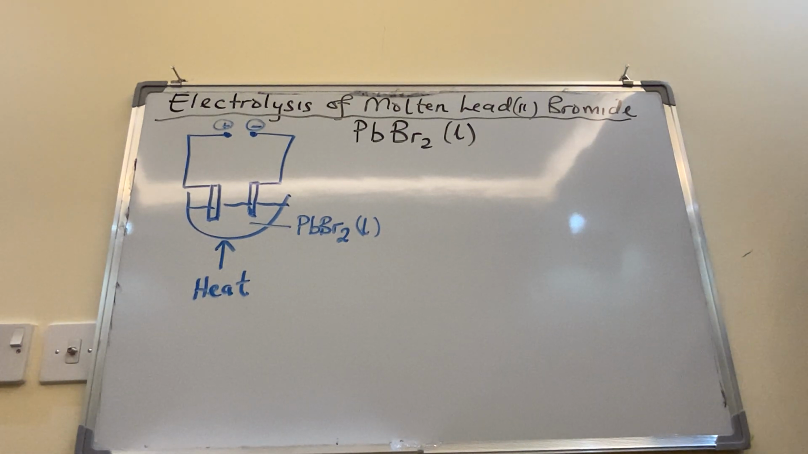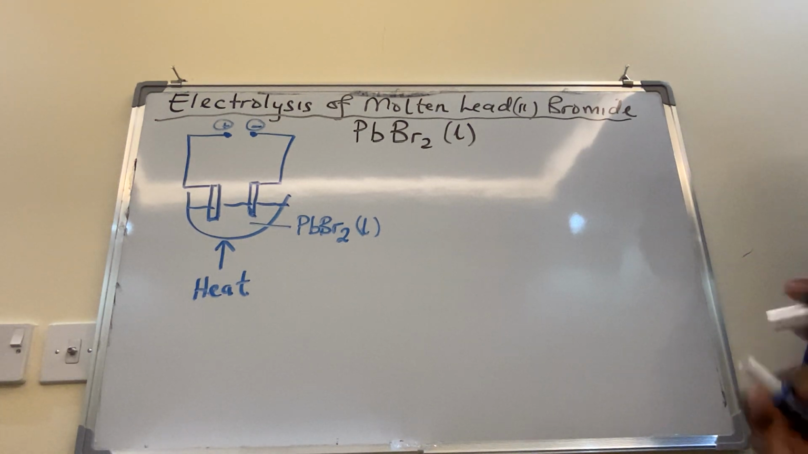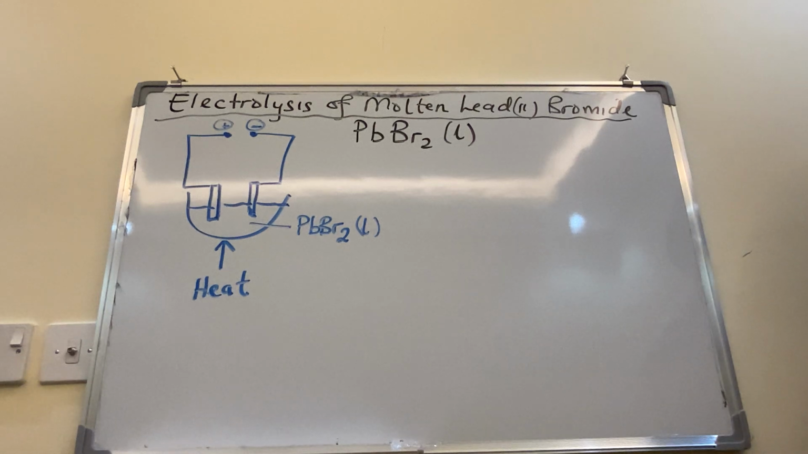If we are talking of aqueous lead bromide, we would have dissolved lead bromide in water, but this is molten lead bromide. So we're just going to analyze what happens when we break down molten lead bromide.